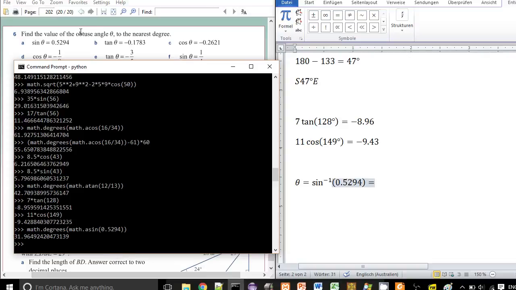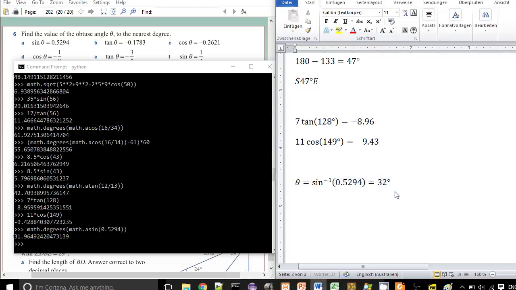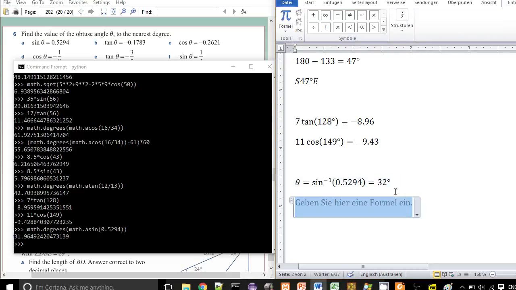So if you're looking for an obtuse angle but you get an acute one, just do 180 minus it. It's a little tricky to explain. That's closest to 32, so we'll do 180 take away 32. So that equals 32, but then theta is 180 minus 32, which is 148 degrees.